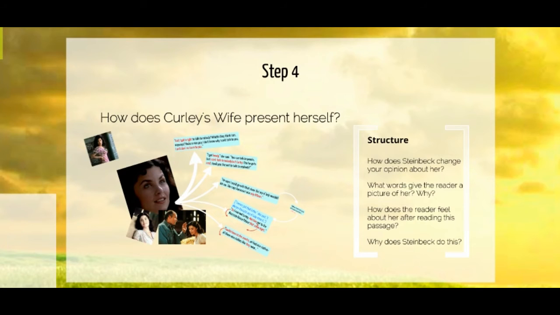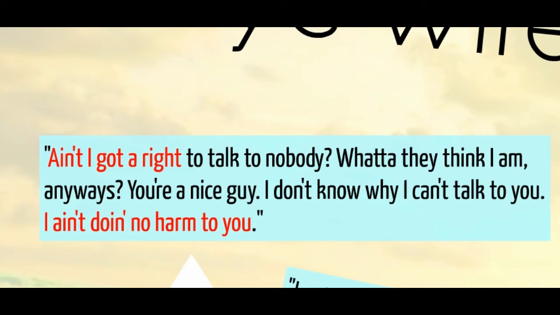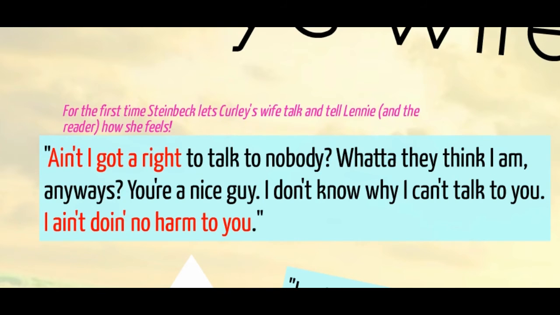So how does Curley's wife present herself? So in chapter 5, we get to know a little bit more about her. "Ain't I got a right to talk to nobody? What do they think I am anyways? You're a nice guy. I don't know why I can't talk to you. I ain't doing no harm to you."